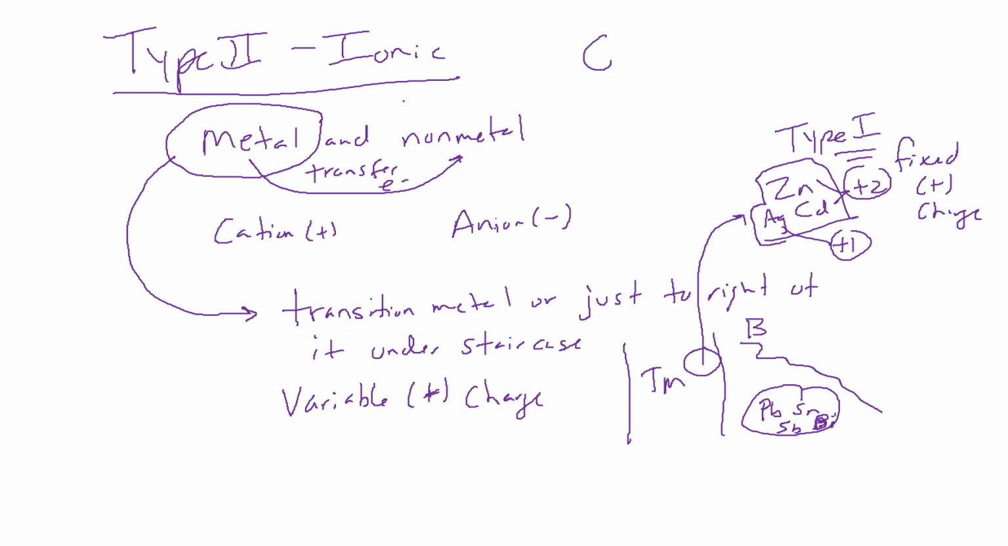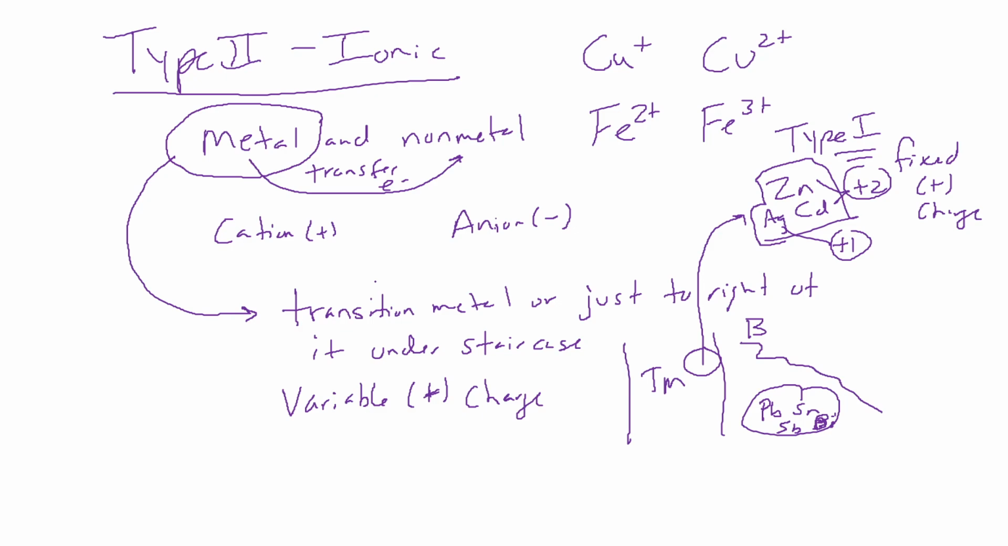For example, copper can be +1 in certain situations. Copper can be +2 in certain situations. Iron can be +2. Iron can be +3. So depending on the situation, it may be a different charge.